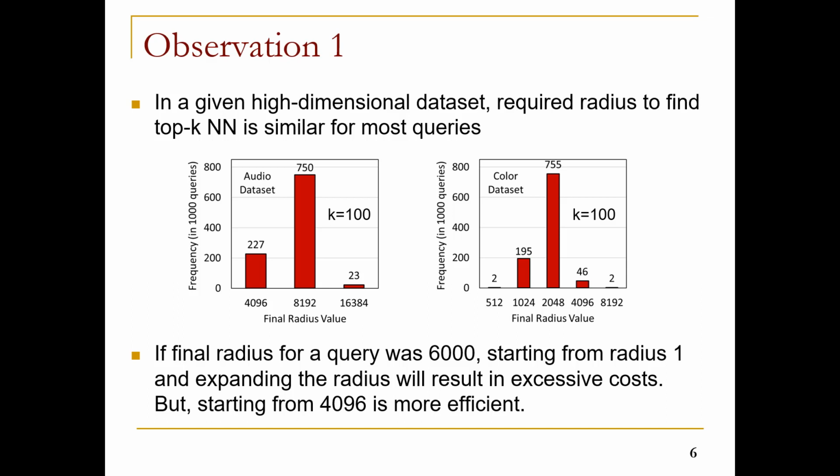Moreover, we observed that choosing an initial radius value that is close to the final radius value will result in less radius expansions and less I/O and processing costs. For example, for a query with the final radius of 6000, current methods start with a radius of 1 and expand until radius becomes greater than or equal to the final radius. However, starting from a closer value such as 4096 will result in less radius expansions.